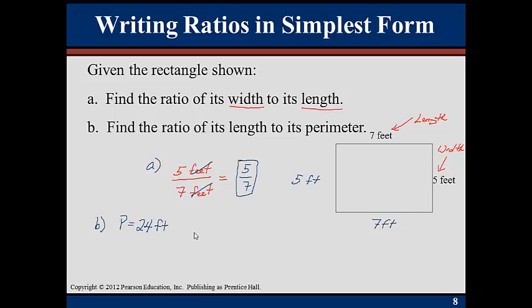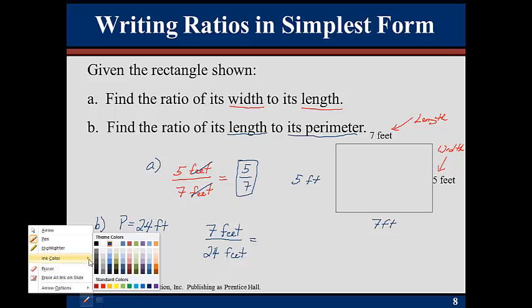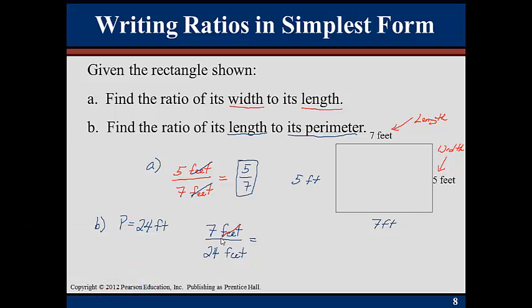So the perimeter is 24 feet, and it says write the ratio of its length. So the length will come first, and the length was 7. So 7 feet over its perimeter second, and that was 24 feet. And remember, the feet over feet cancel each other out, and now we just have the fraction 7 over 24.